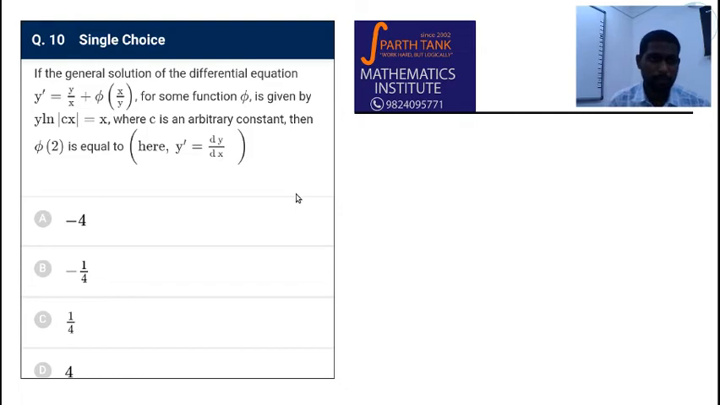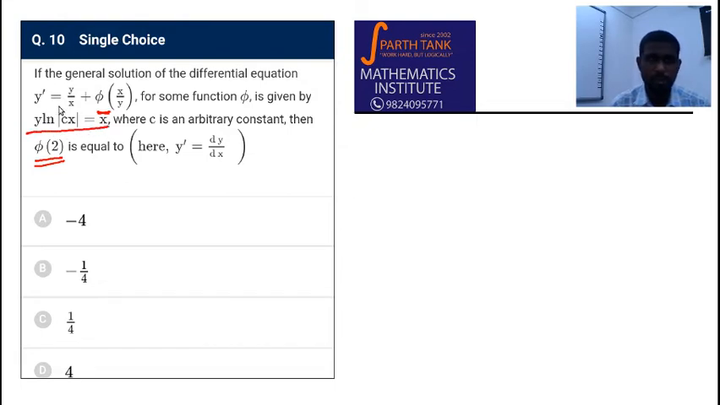Going on to question number 10. If the general solution of the differential equation y dash is equal to y by x plus some function phi of x by y is given by y ln mod cx is equal to x, where c is an arbitrary constant, then phi of 2 is equal to. So our task is to find phi of 2, so we should know what phi is in the differential equation, and we are given the solution.